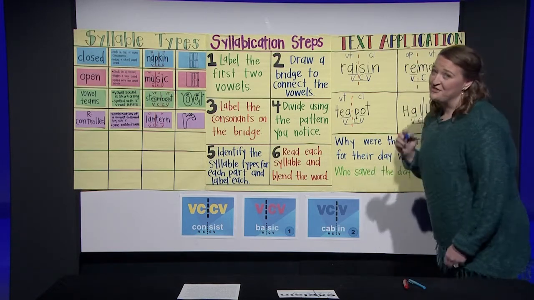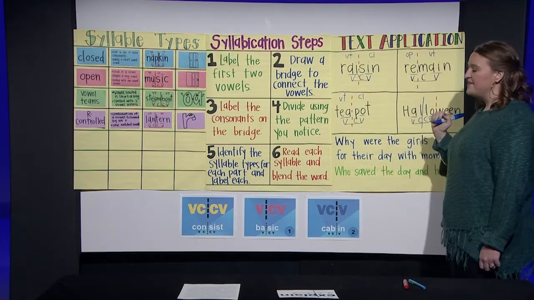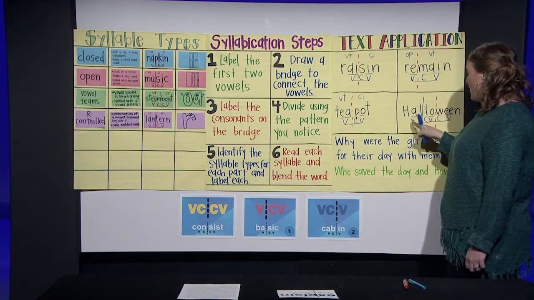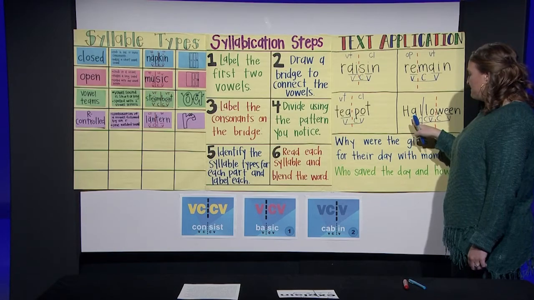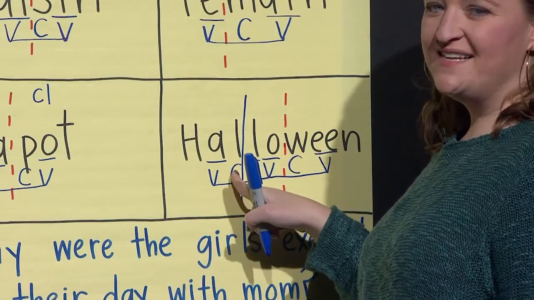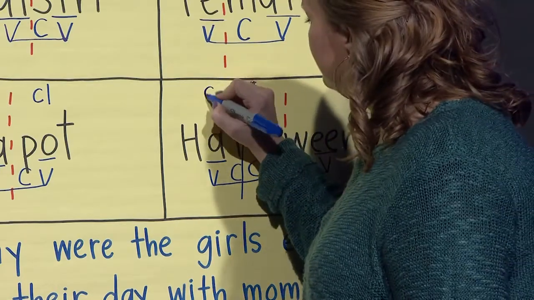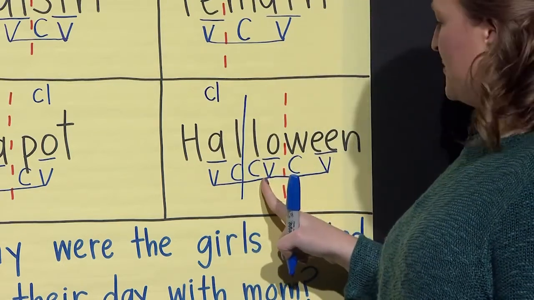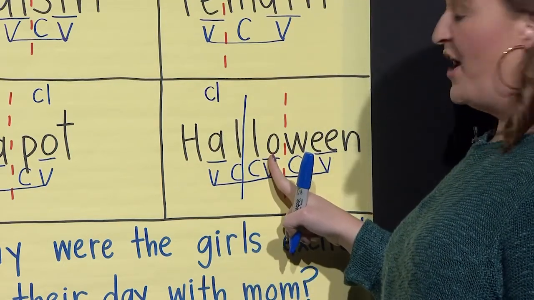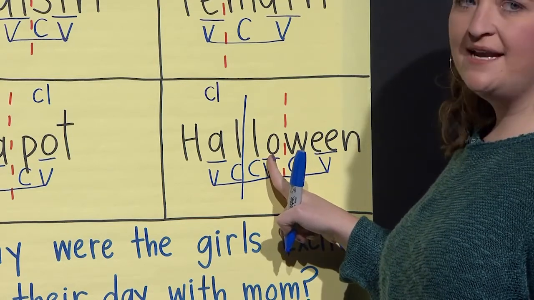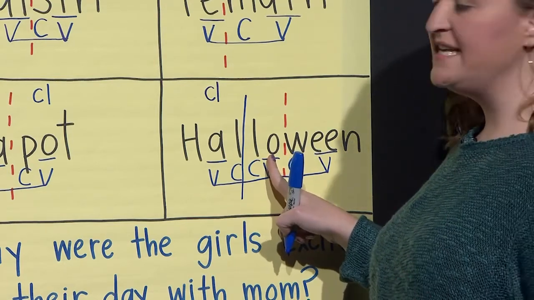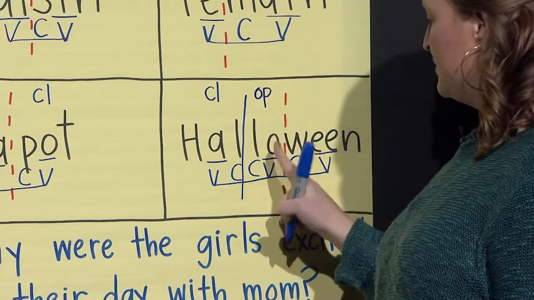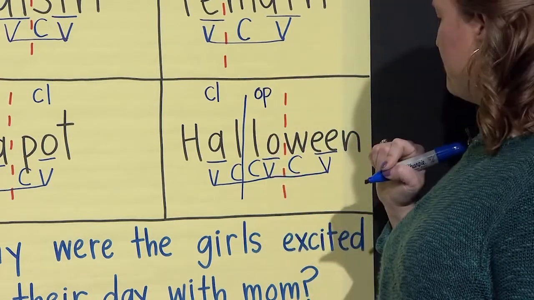And we're ready for step 5, where we identify the syllable types for each part and label them. Here's our first vowel, and it's followed by consonant L. Great, it's a closed syllable. Look at your second syllable. It's vowel O, but nothing comes behind it. And we've previously learned that that's an open syllable. So it will have a long vowel sound.